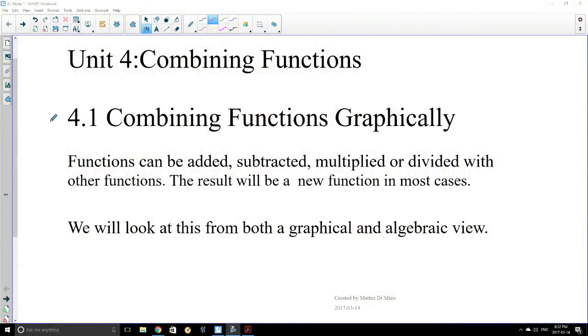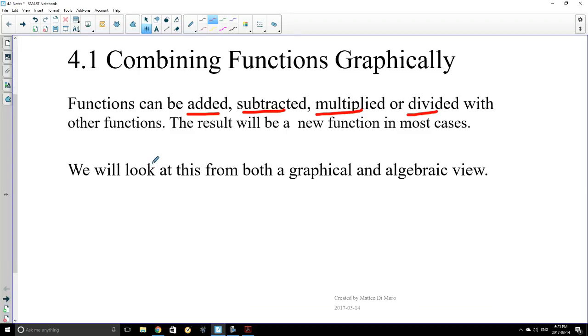Okay, welcome to combining functions graphically. So we're starting a new unit today, and once we're done this unit, we'll actually be halfway done the course. We are basically going to begin examining how we can actually add, subtract, multiply, or divide functions to get other functions. Today we're just going to start looking at them graphically. We're going to examine exactly what's going to happen when we start doing these operations.